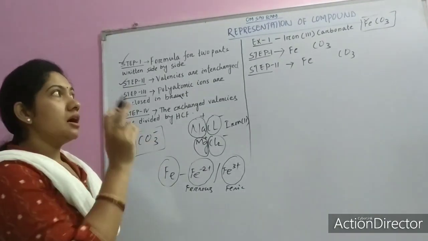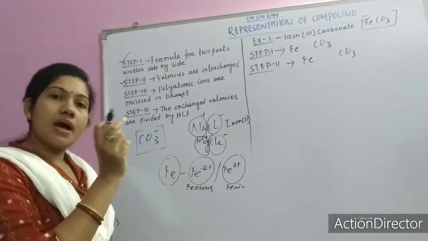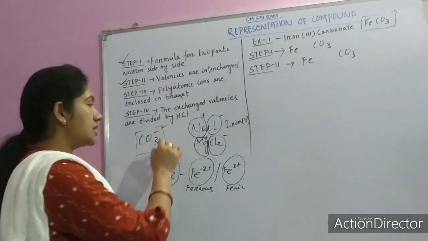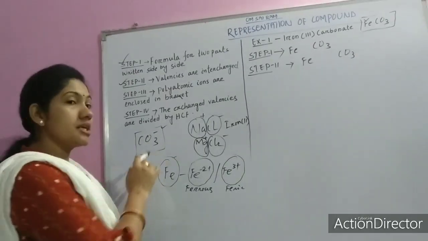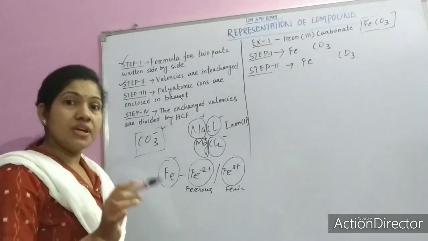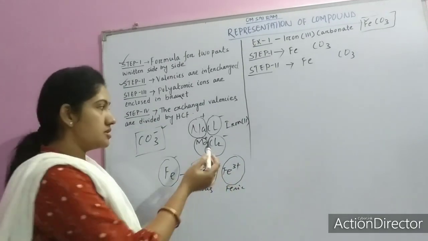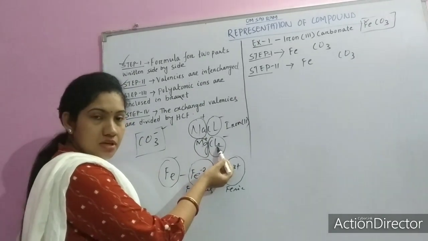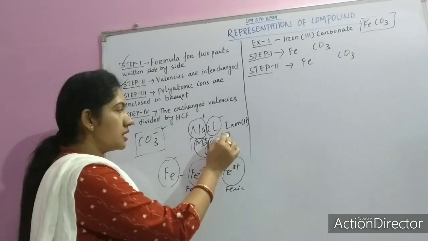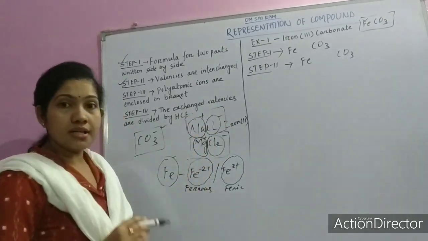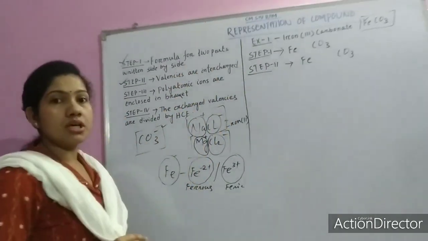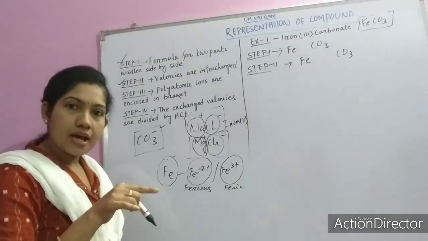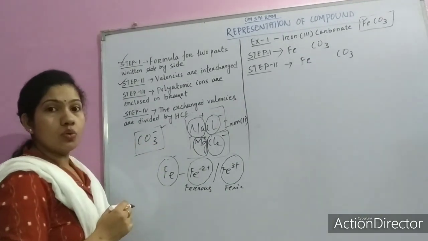So sometimes a formula may contain one element and one polyatomic ion. Here Fe is the element and CO3 is the polyatomic ion, or CO3 is the radical. Sometimes it may not contain one, see here, MgCl2. Mg is one element and Cl is one element, so it is not a polyatomic ion. It does not contain any polyatomic ion. NaCl also does not contain any polyatomic ion. But if we are talking about this formula, iron 3 carbonate, it contains a polyatomic ion. We can represent this as CO3 minus.